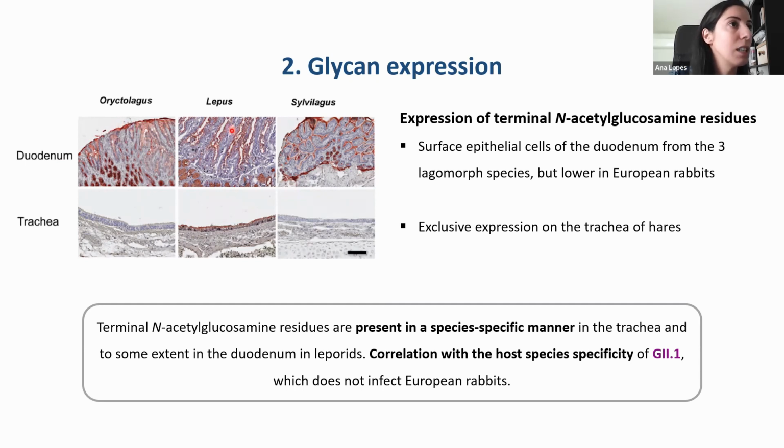As you see here, a lot of red, a lot of positivity. I know it is not quite understandable here, but there's a slightly lower expression of these residues in European rabbits over here. This is a stronger signal. And interestingly, in trachea, we only observe positivity for hares, meaning that rabbits and cottontails lack the expression of these residues in trachea. So what we could conclude is that the terminal N-acetylglucosamine residues are present in a species-specific manner, both in trachea and to a lesser extent in duodenum, and this might correlate with the host specificity of G2.1, which does not infect rabbits.